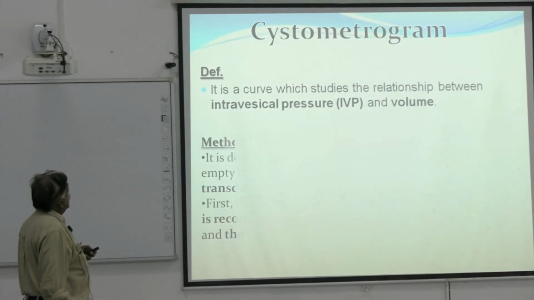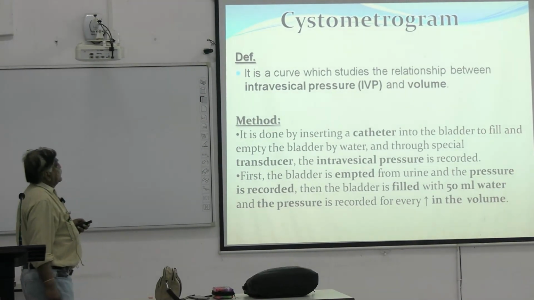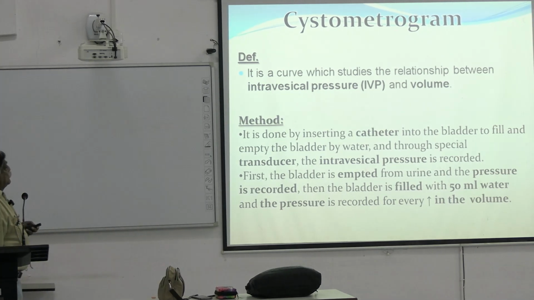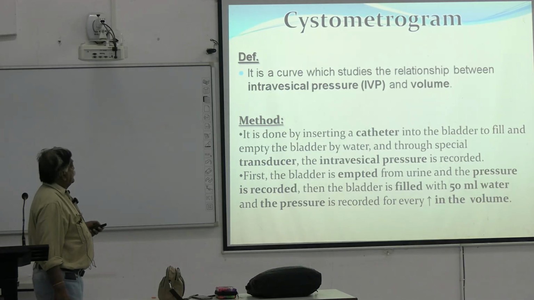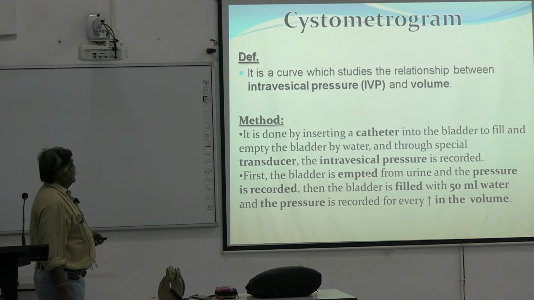Cystometrogram. Next. It is a curve which studies the relationship between the intravesical pressure and volume. Method: it is done by inserting a catheter into the bladder to fill an empty bladder with water, and through special transducers, the intravesical pressure is recorded. First, the bladder is emptied of urine and the pressure is recorded. Then the bladder is filled with 50 ml water and the pressure is recorded for every increase in volume. Next.